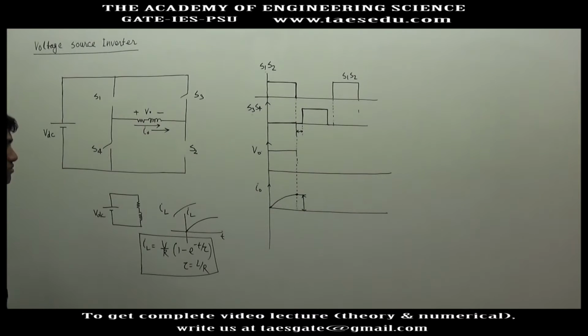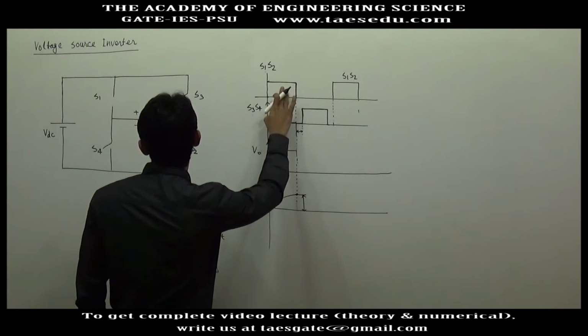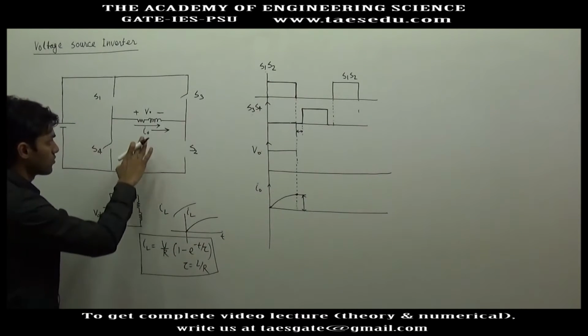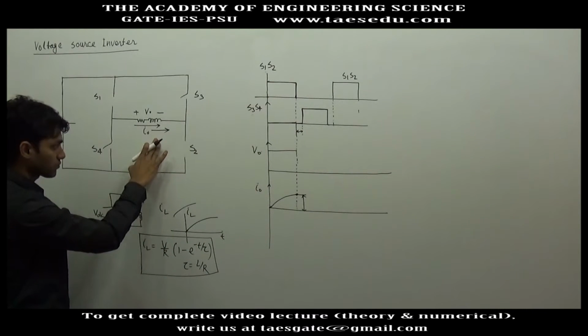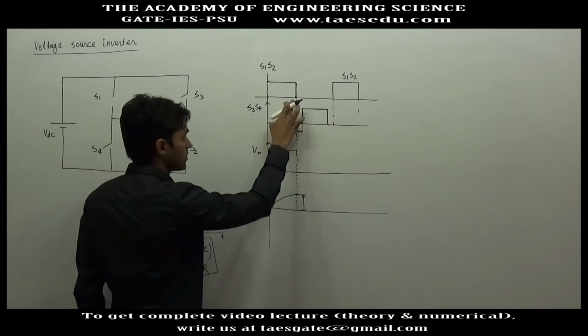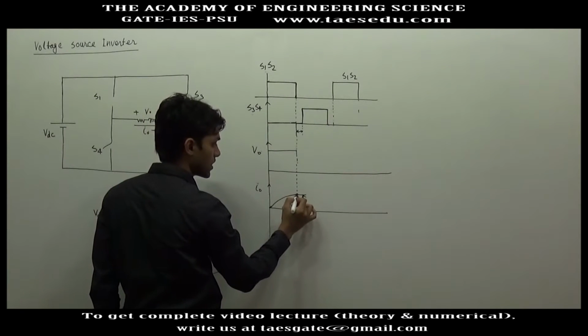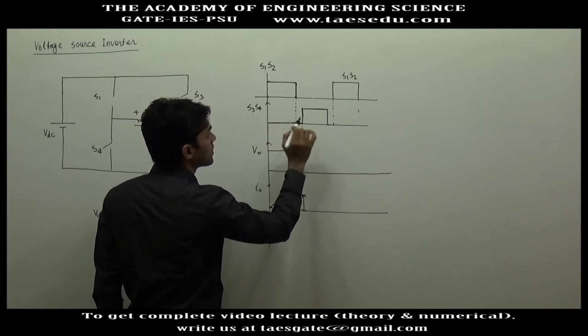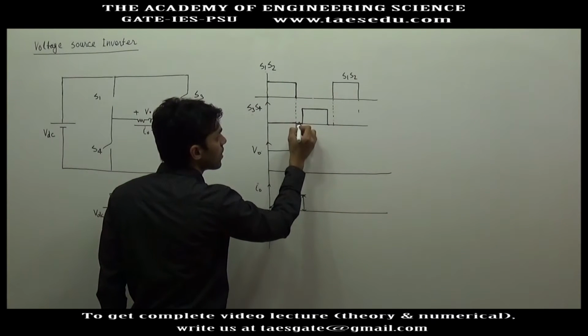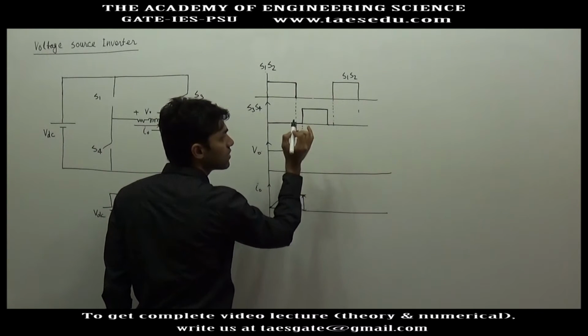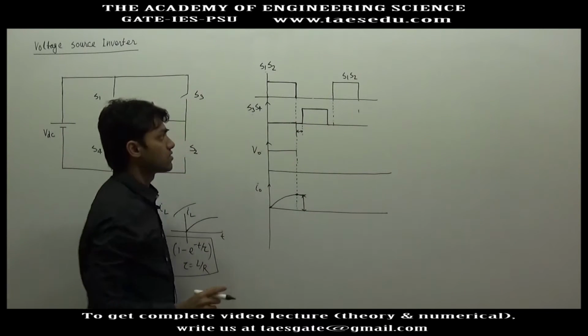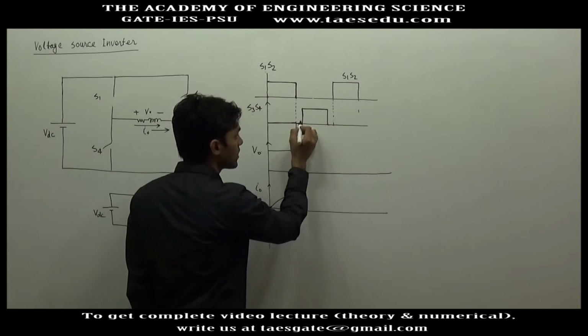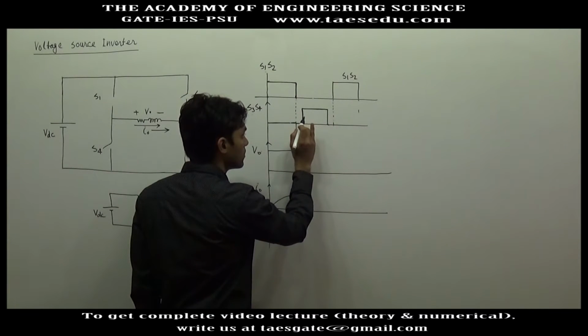Okay, I hope you understood it. Initially S1 and S2 were connected, so current through the inductor started rising. Up to this point the inductor has gained a significant amount of current, and at this point S1 and S2 were disconnected and S3, S4 are not conducting. Neither S1, S2 nor S3, S4 are conducting in this interval.